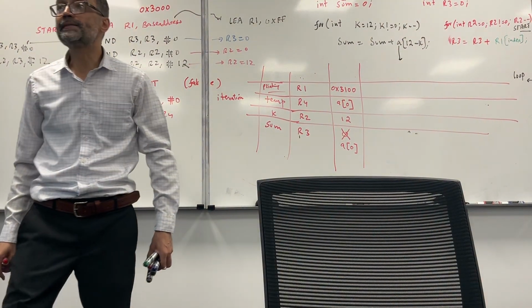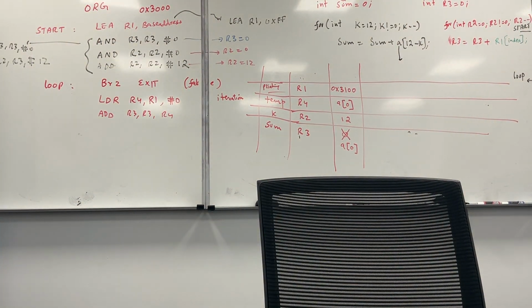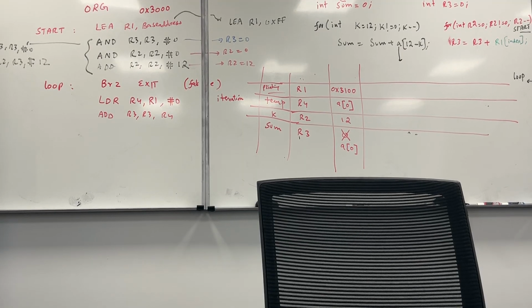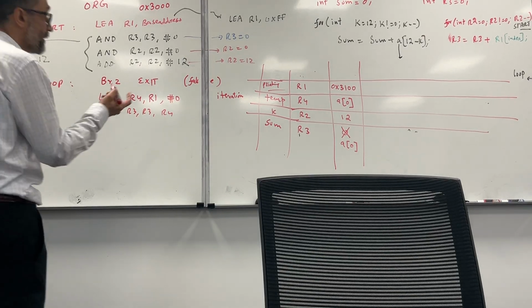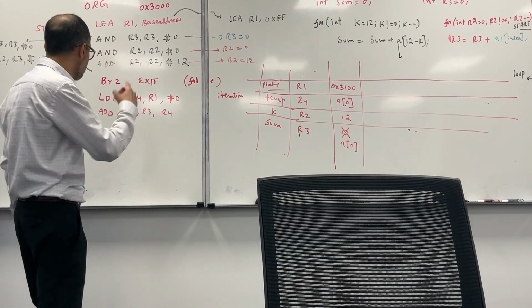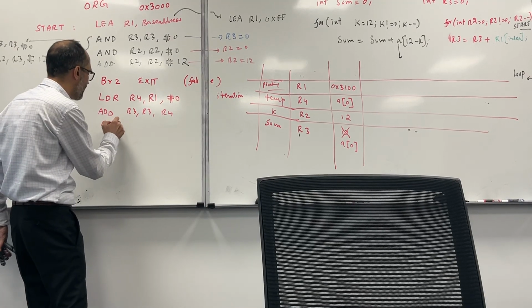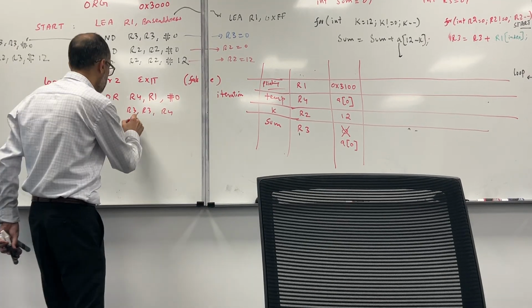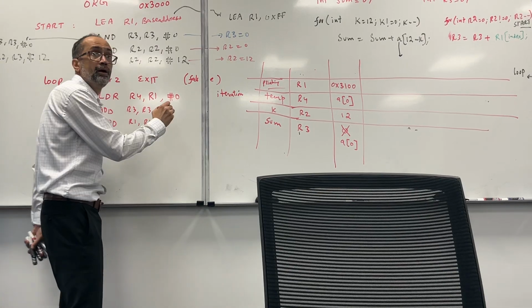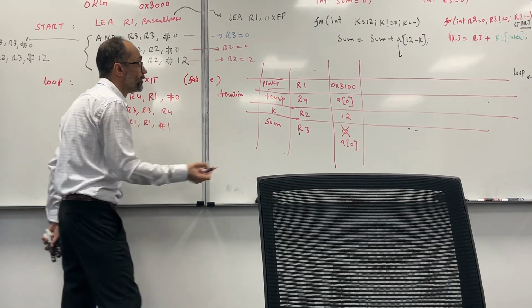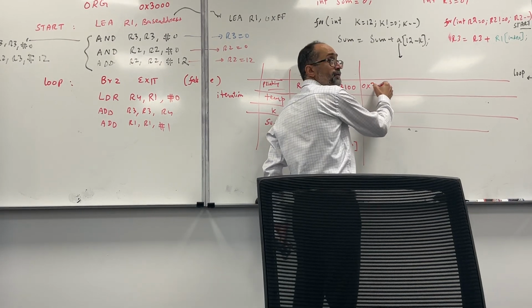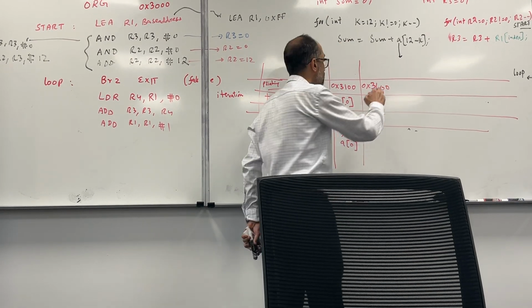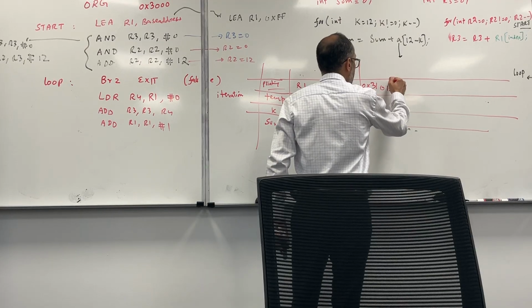When we do this, what do we need to do next? Increment what? We increment the base address so that it points to the next element. So what do we need to do? Add R1, #1. So in the next iteration, what will be the value of R1 now? It was 3100, now 3101.